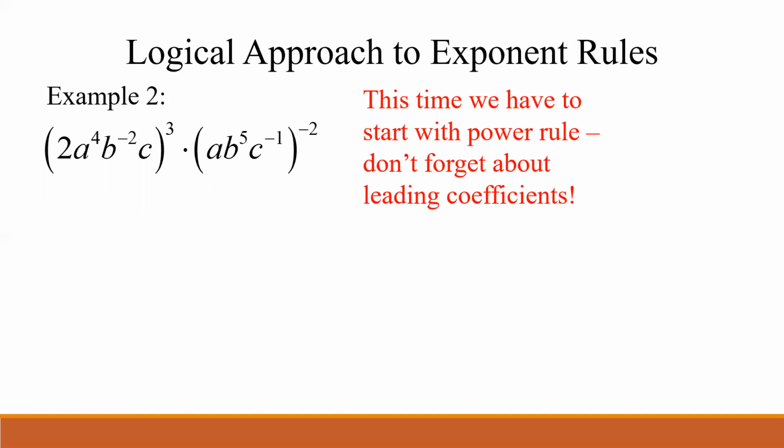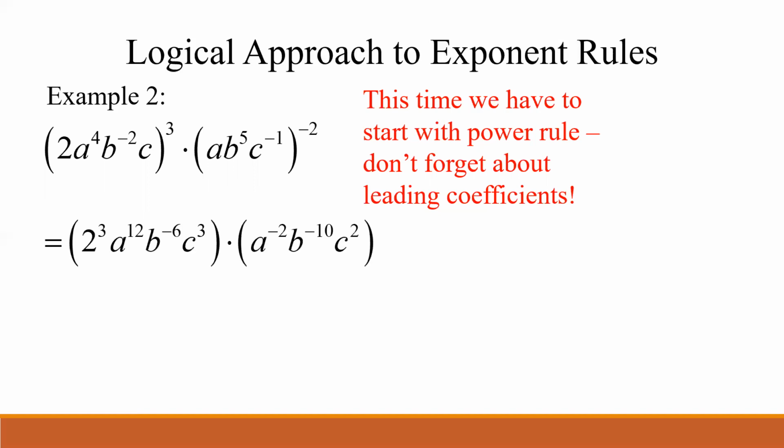Okay, so in the first set of parentheses, remember that power rule is going to come into each thing. So 2 to the third, a to the 12, b to the negative 6, c to the third. And then that negative 2 will come into the second parentheses. So a to the negative 2, b to the negative 10, c squared. And again, I'm not going to deal with the negative exponents yet. I'm just going to do that all at the end once everything's combined.